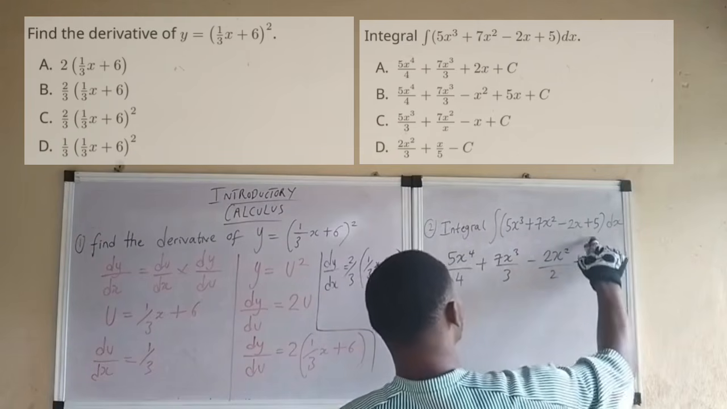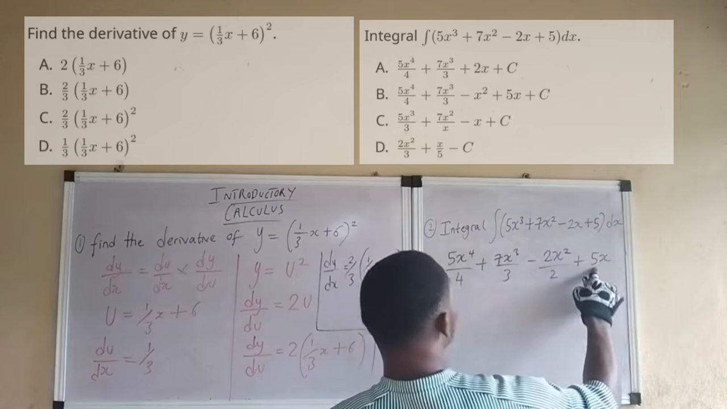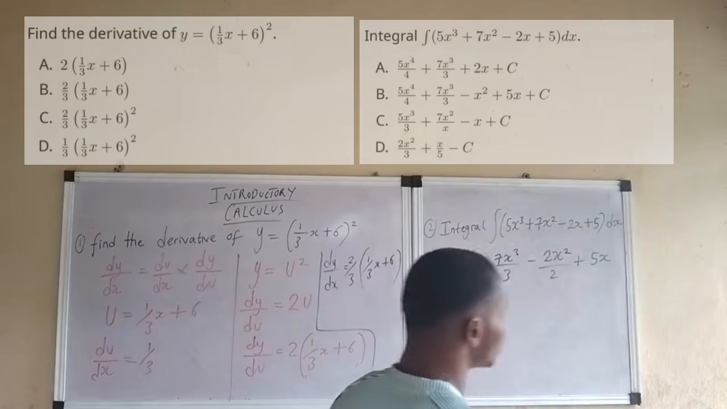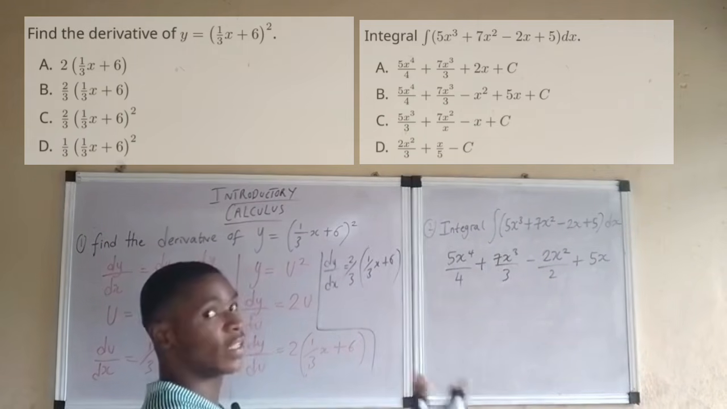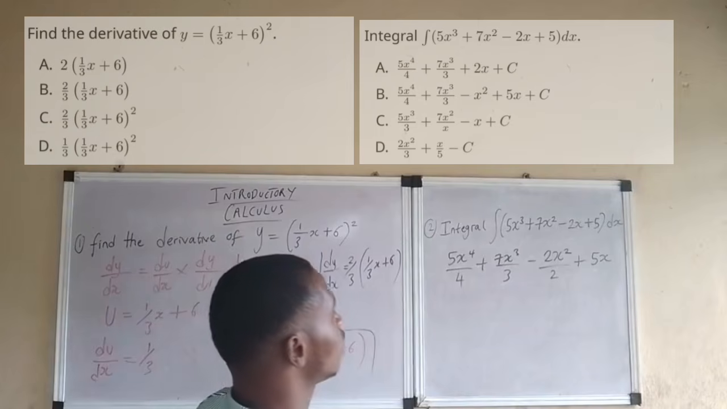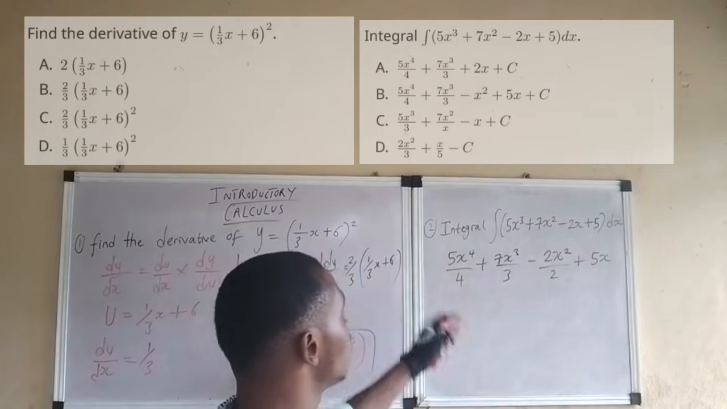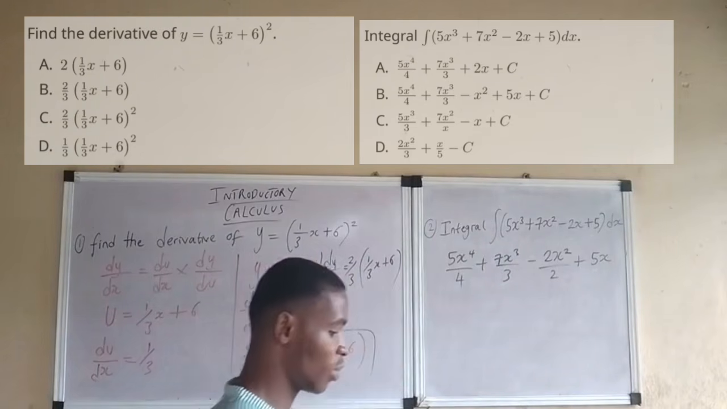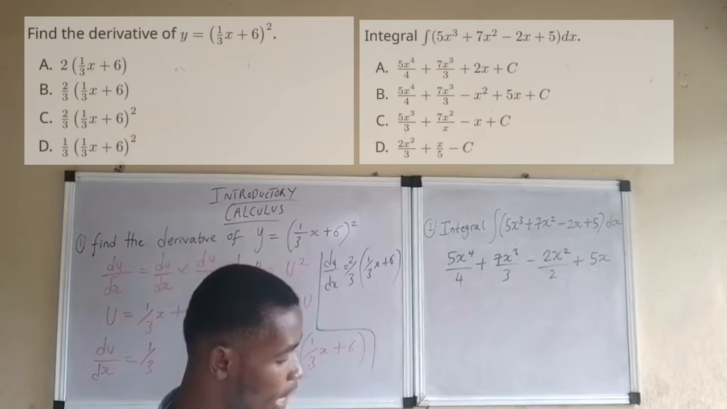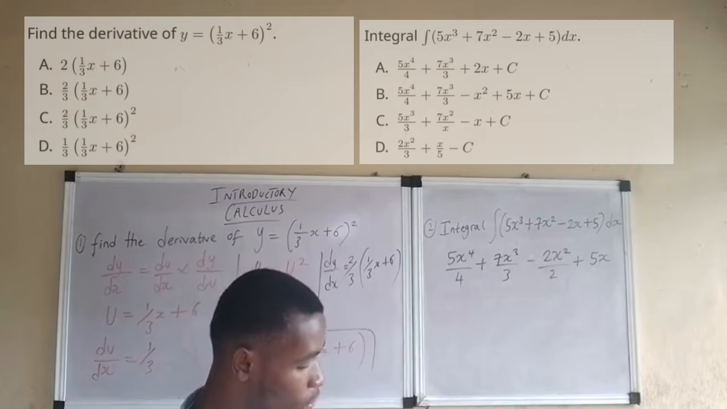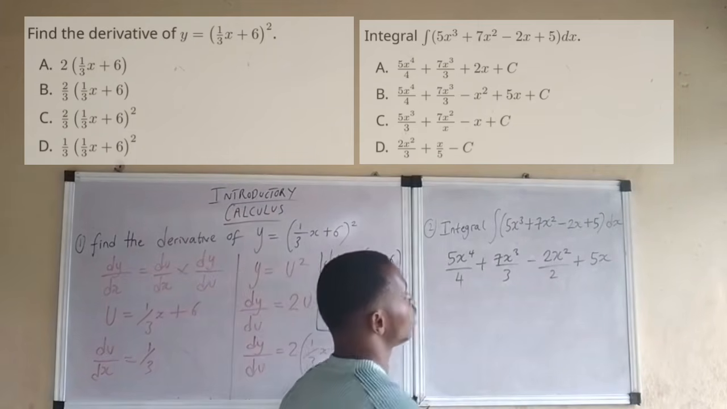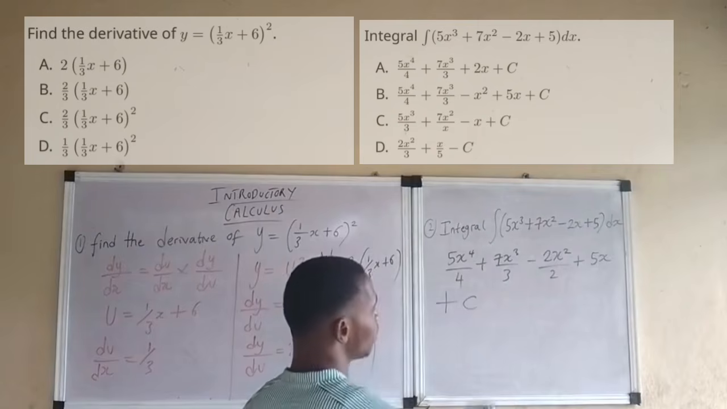The integral of a constant will always give us the value with a coefficient of x. Do you understand? The integral of 10 is 10x, the integral of 7 is 7x, and so on and so forth. So this is the simple simplification of this question. And the correct answer to that is option B. Nonetheless, always remember to add your constant, your plus C.